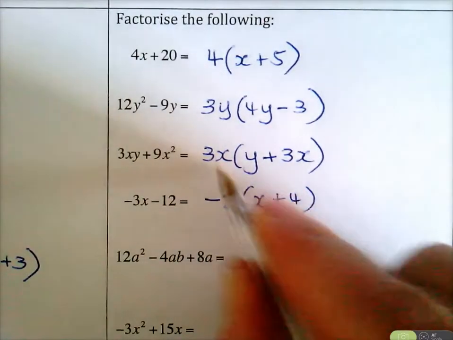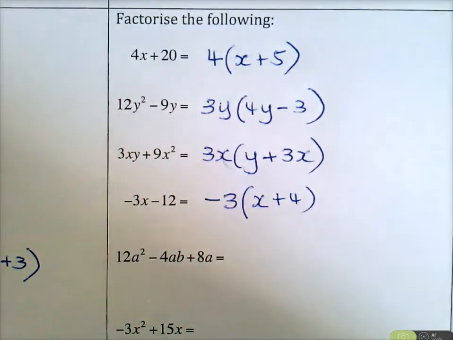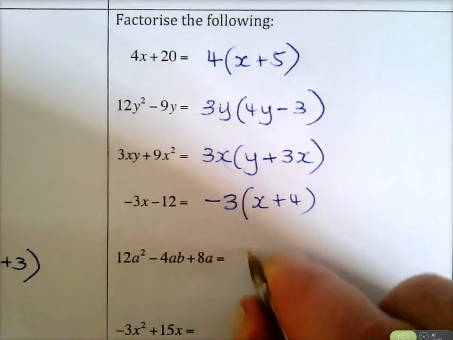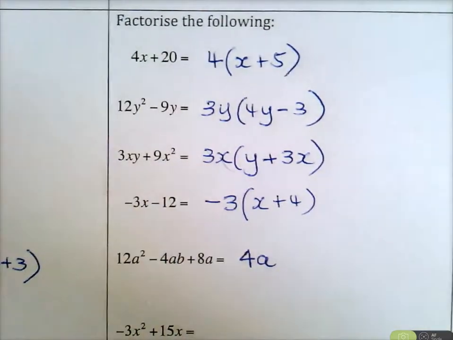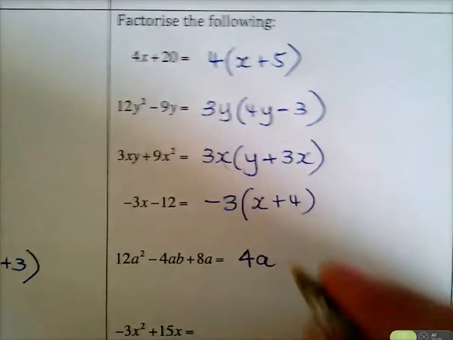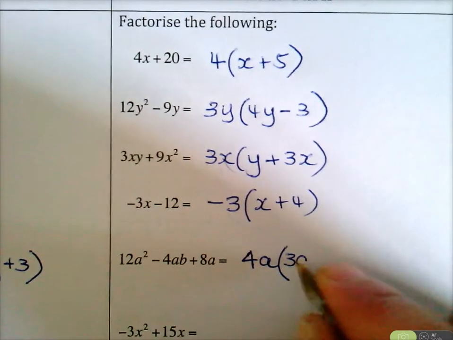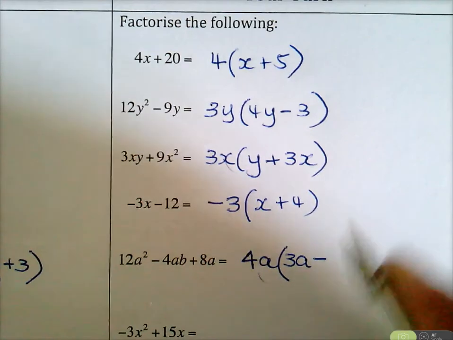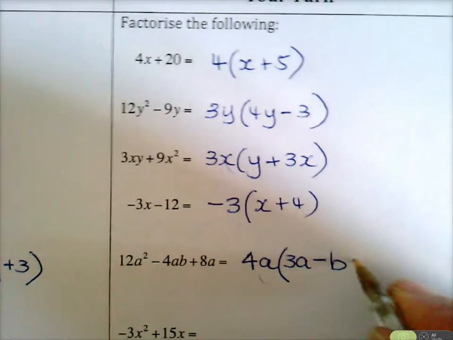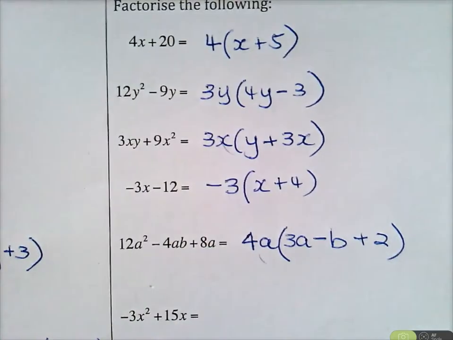Always check your answers, 3x, y plus 9x squared, etc. Pull out the common number 4. In the pronumerals, there's definitely an a in each of those terms. There's nothing else in common. This would be 3a. The next term's negative, so a positive times a negative, we're missing a b. And the last one will be plus 2.